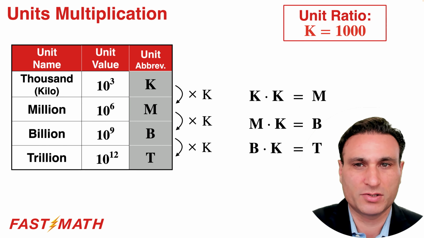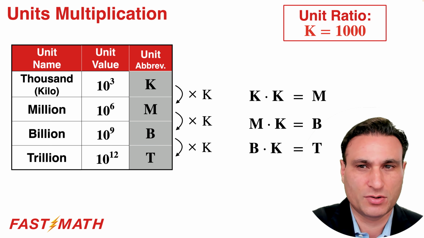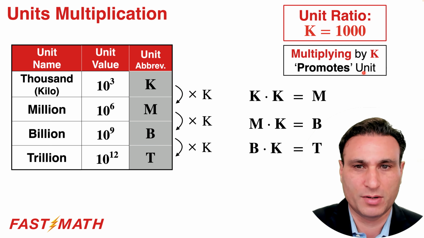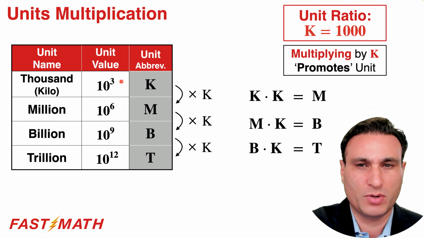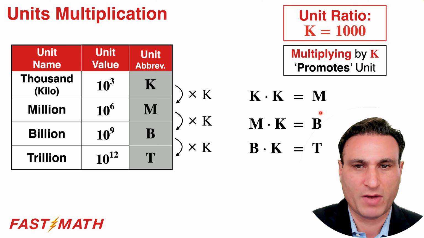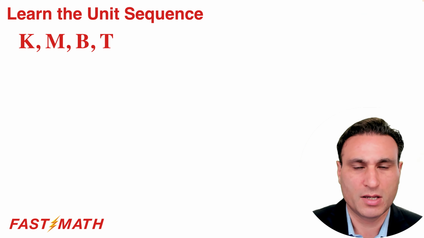To summarize, the main ideas are that, first, K is the abbreviation for 1,000 or 10 to the third, so get used to seeing K. Next, multiplying a unit by 1,000 or K or 10 to the third changes the unit to the next larger unit, which I call promoting the unit. This is the key takeaway for this video. This follows from the exponent of 10 in the unit value increasing by 3 with each larger unit, and 10 to the third being equal to 1,000 or K. These are the three basic unit multiplication facts, so there aren't that many to learn. Even just these two will provide a lot of value. K times K equals M, or 1,000 times 1,000 equals million, and M times K equals B, or million times 1,000 equals billion.